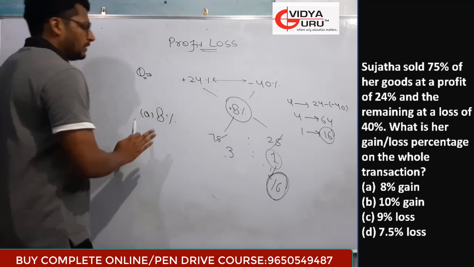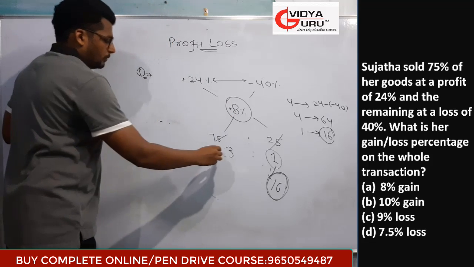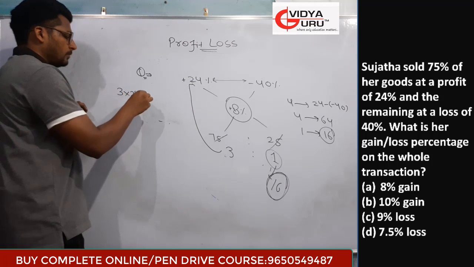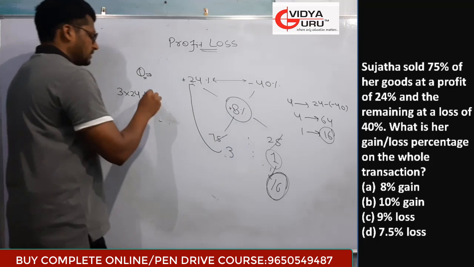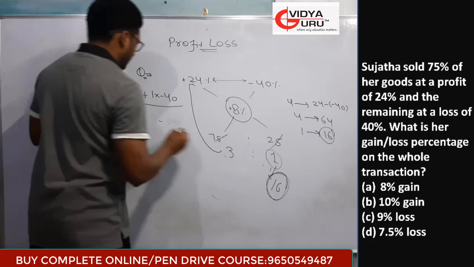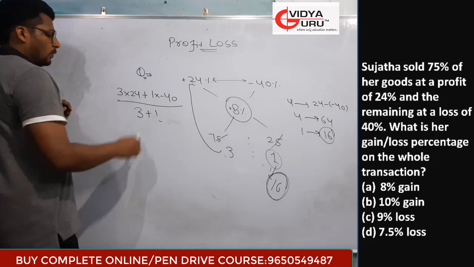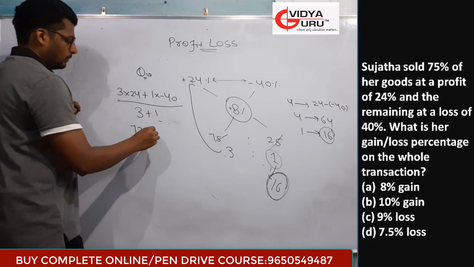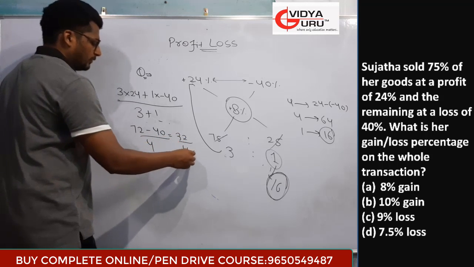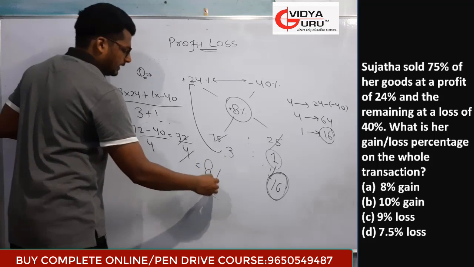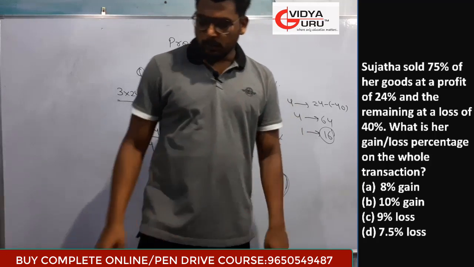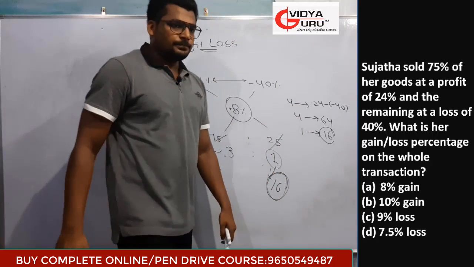How can we find out this middle value? Multiply this by this, 3 into 24, plus multiply this into this, 1 into minus 40, and divide by the sum of these, 3 plus 1. What will it be? 72 minus 40 by 4. It will be equal to 32 by 4. It will be 8%. Positive means there is a profit of 8%. Coming on to our next question.